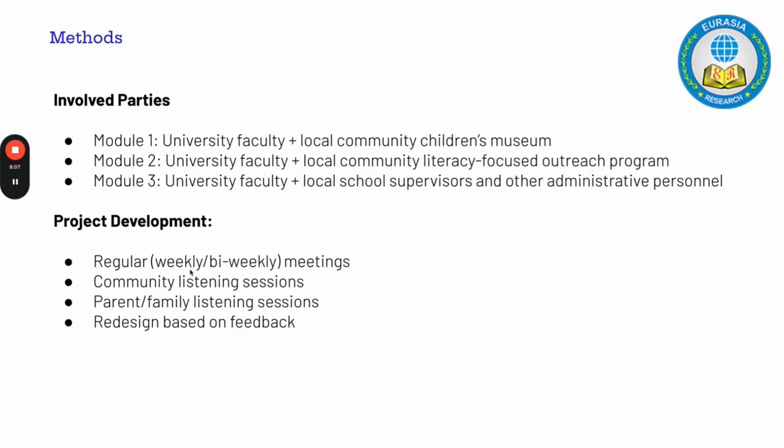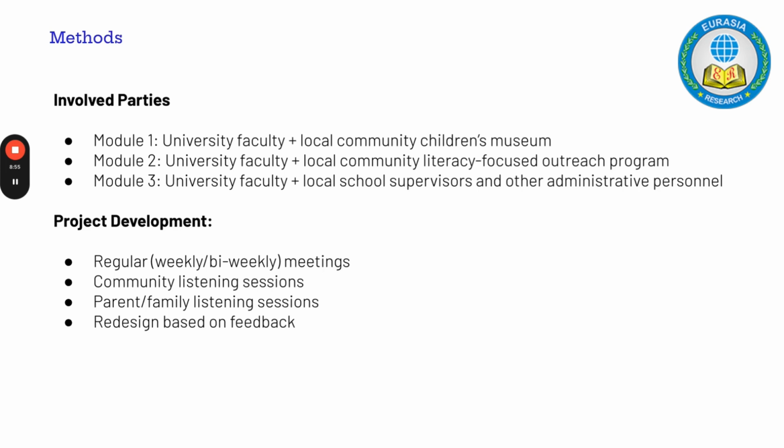In terms of methods, the involved parties included several different faculty pairs along with local community liaisons as well as parental panels. And so for the first module that was included in the project, there were university faculty partners who collaborated with local community children's museum administrators to develop this module. For module 2, there were also different university faculty members that partnered with local community literacy focused outreach programs. And then for module 3, again, there were university faculty that partnered with local school supervisors and other administrative personnel.